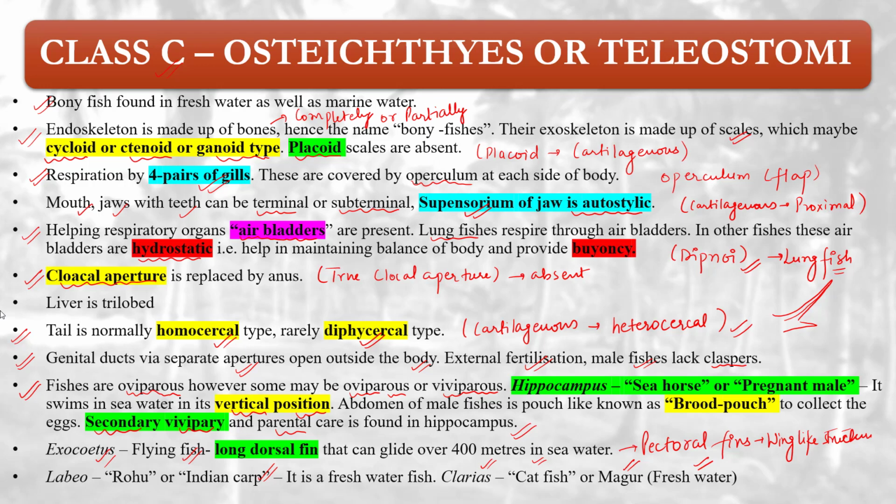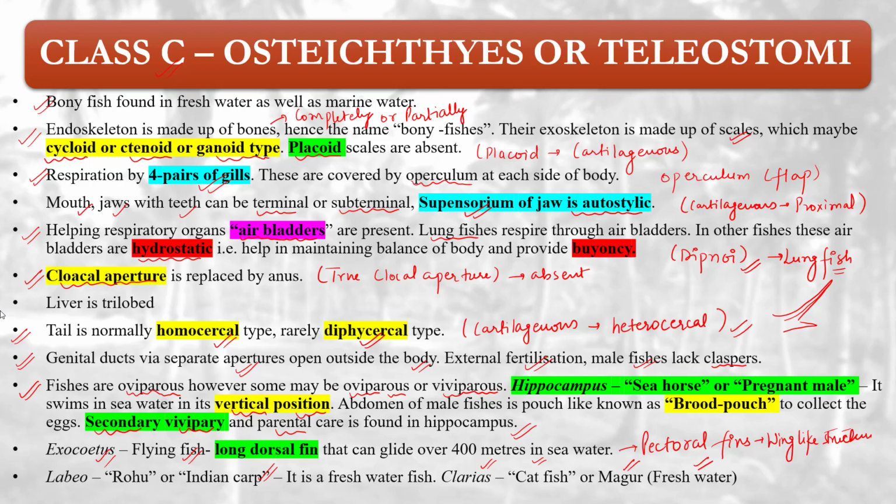But in most other fishes, the air bladder doesn't support respiration. It just helps in maintaining the balance of the body, meaning it is hydrostatic, and provides buoyancy. Cloacal aperture is absent in bony fishes and is replaced by an anus. Liver is bilobed. Tail is homocercal or diphycercal, mostly homocercal.